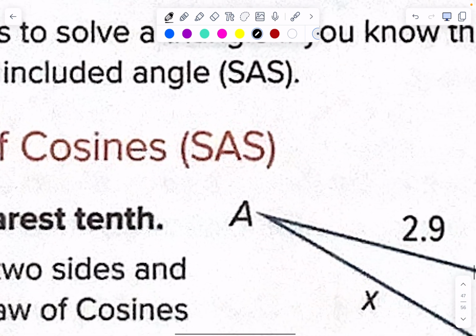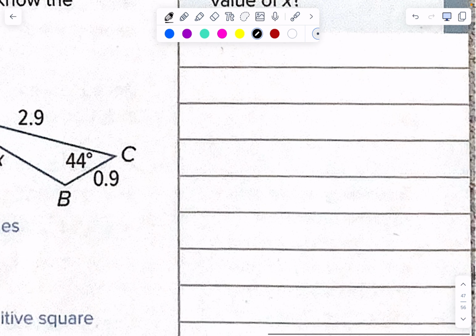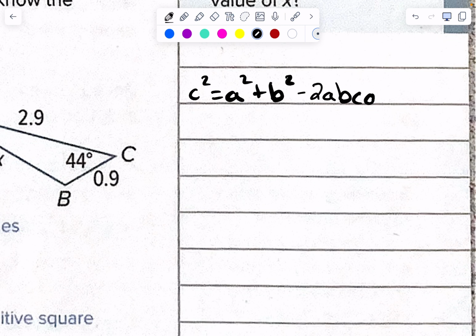Okay, so going down here to this example, this is what I have. I'm going to write the formula down over here. We've got c squared equals a squared plus b squared. That's the start of the law of cosines. Then minus 2AB cosine of capital C. That's the formula that I'm going to use.